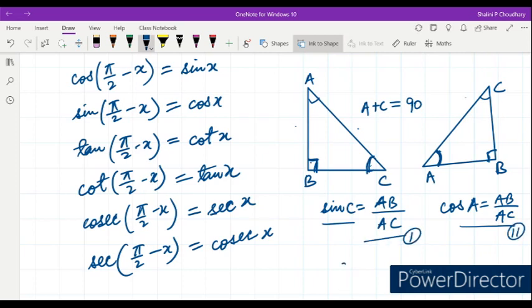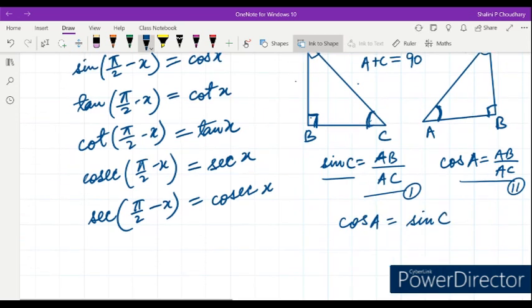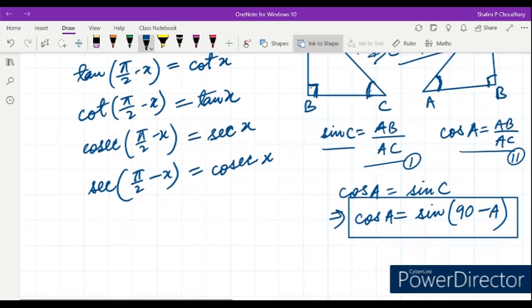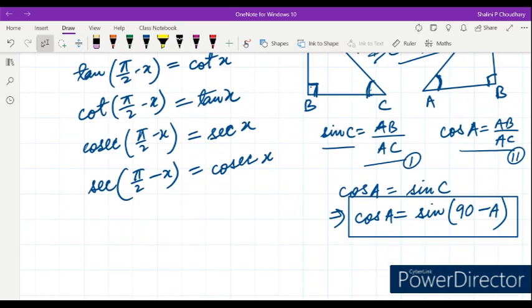So what we got? We got cos of A is equal to sine of C, where A plus C is 90 degrees. So what value will we get for C? For C, can we write 90 minus A? So for C we will write 90 minus A. So cos A is equal to sine C. Instead of C we can write 90 minus A. So we can say that cos of A is equal to sine of 90 minus A. Similarly, sine of A will be equal to cos of 90 minus A. So this formula we got.